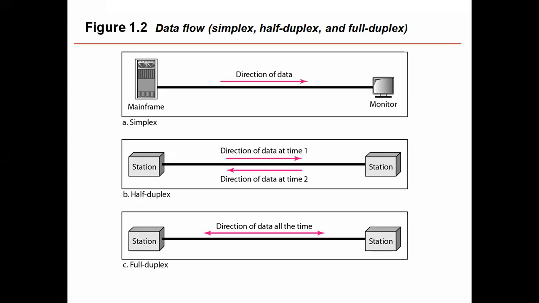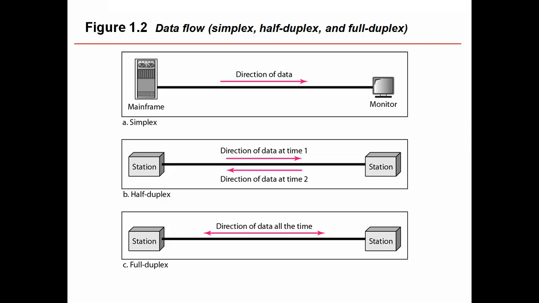The best example is a server sending data to the client machine. Or the best example is the keyboard. The keyboard can send the data to the system, but the system cannot instruct the keyboard. That is simplex transmission. Likewise, the monitor is an output device which can only get the data, and it cannot send the data. That is what we call simplex.